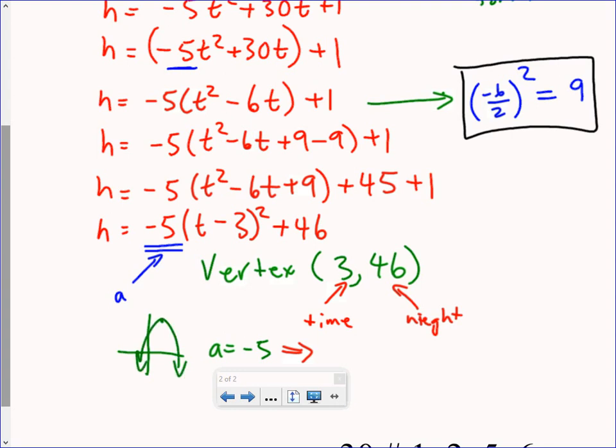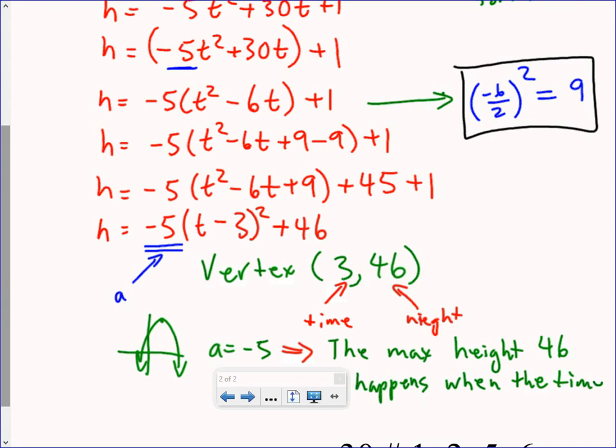So in this case, we would say that the maximum, the max height of 46 happens when the time is 3. It's 3 seconds. Now, that is all we're doing.